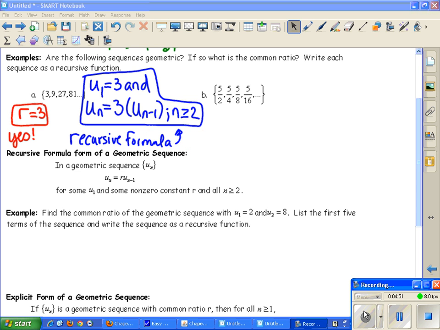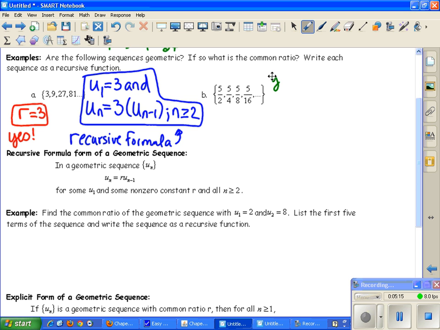So for this next sequence, we have 5/2, 5/4, 5/8, and 5/16. So first things first, we would have to find the common ratio and see if it's the same for each of the different terms. So you would have to do 5/4 divided by 5/2, 5/8 divided by 5/4, and 5/16 divided by 5/8, and see if they're all equal. So when we do this, you would see, yes, this is a geometric sequence, and the common ratio in this case would end up being a value of 1/2.